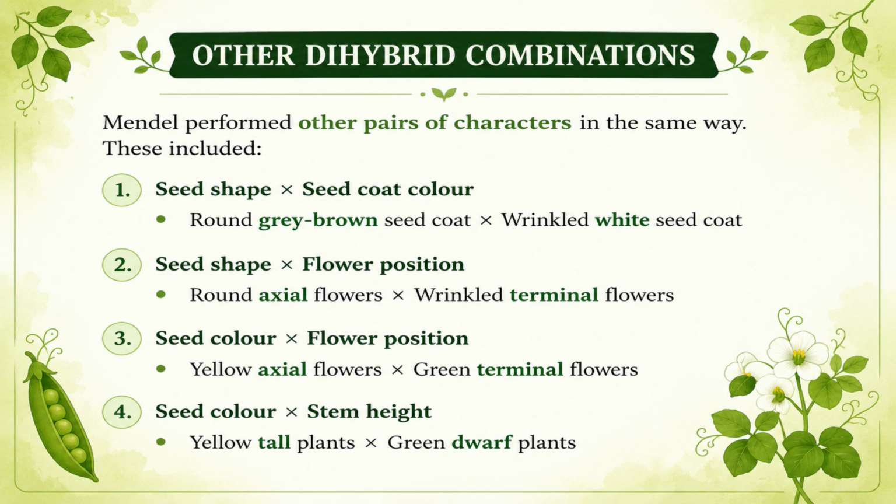Now, students, you do not need to memorize these combinations right now. The most important thing to understand is why Mendel performed these additional crosses. He wanted to check whether the behavior of inheritance was the same for all pairs of characters. And interestingly, the results were consistent. Again and again, Mendel observed that different pairs of traits behaved independently during inheritance. This strengthened his conclusion and provided strong evidence for the law of independent assortment.